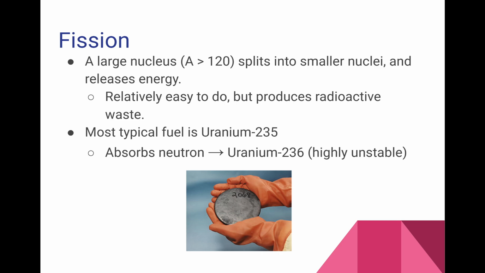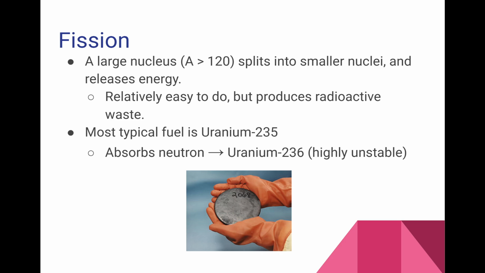So going into fission, what we have to assume is that we're starting with a rather large nucleus where the total number of nucleons is probably bigger than about 120. When it splits apart, there is a mass defect, and that releases energy. Good old classic E equals mc squared. The thing is, this is actually relatively easy to do.